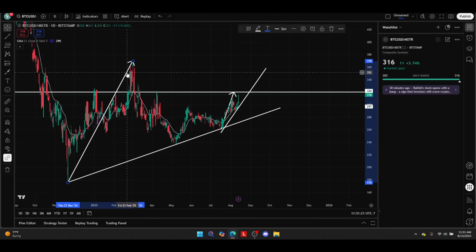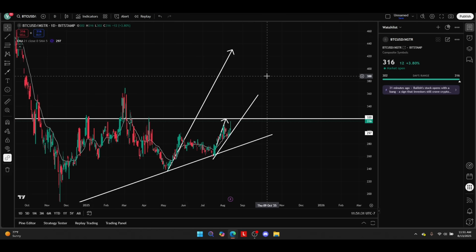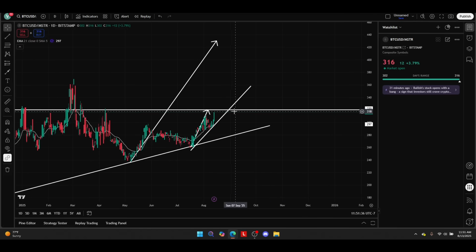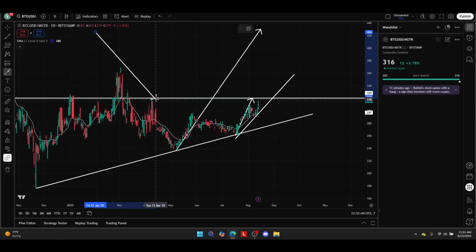One leg up right here, second leg up. This will take price to about 430. So that means that we're going to see a significant outperformance against MSTR by Bitcoin if we don't see price find resistance very soon at 320. And I'm saying 320 because it was resistance historically here, a failed breakout, resistance here, resistance here. We have a measured move target there and resistance there.